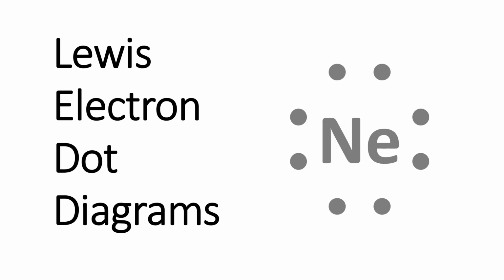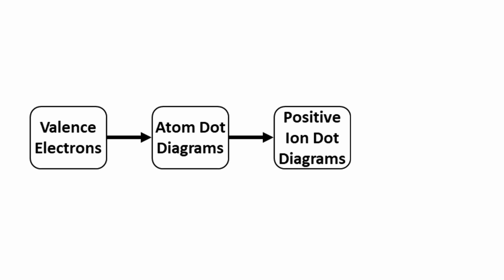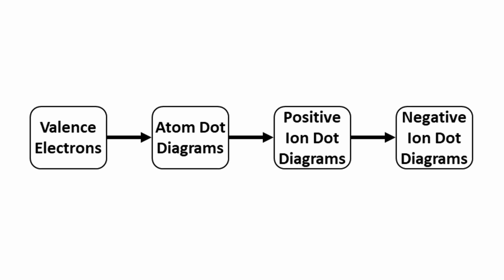In this video, I'm going to show you how to draw Lewis electron dot diagrams. And this is an example of one over to the right here. And I'm going to show you what that means. Okay, so in this presentation, we're going to first talk about valence electrons, atom dot diagrams, positive ion dot diagrams, and then finally negative ion dot diagrams.